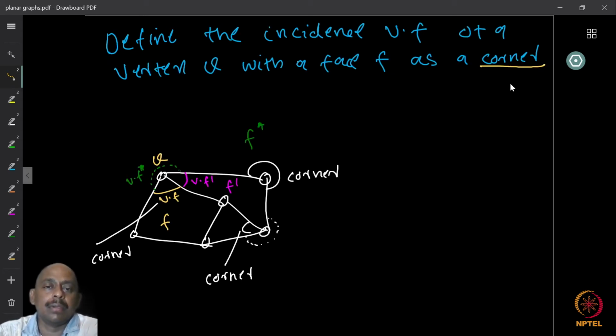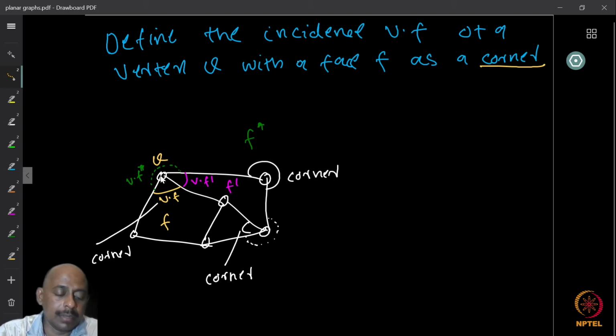So we define the incidence of a vertex and a face as a corner, and here are some examples. You have this vertex here, and you will see that its degree is 3. It has exactly 3 corners, for example, this corner, and this corner. Similarly, this one has 2 corners. Each vertex has several corners we can define.